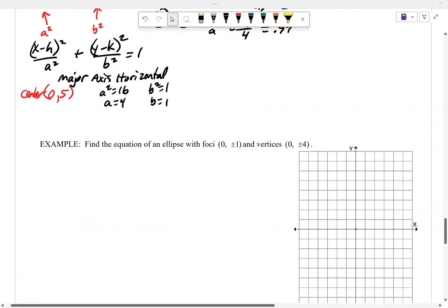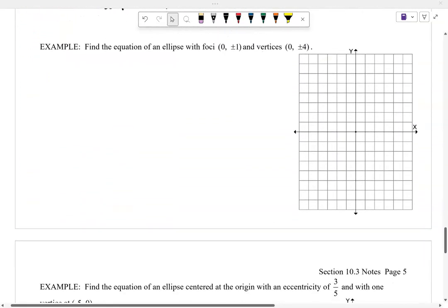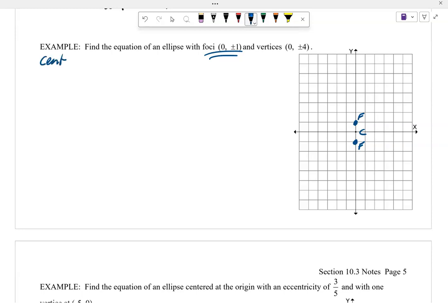Our last 3 problems are a different look. Now we're going to be given some information about the ellipse. So in this case, find the equation of ellipse with foci 0, 1. The other foci is 0, negative 1. So if that's our foci, we know the center's right in the middle. So the center's got to be at 0, 0, right?